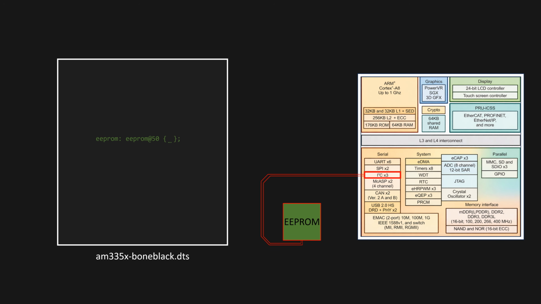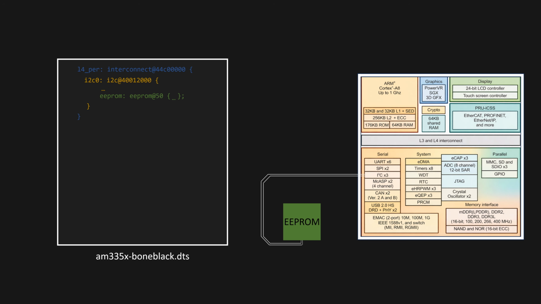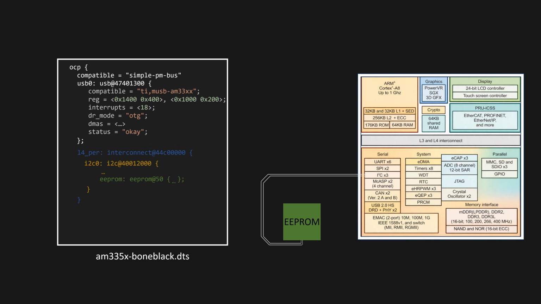So the EEPROM talks to the I2C controller. The CPU talks to that controller through the L4 bus, and L4 itself sits on top of the main interconnect called OCP. As a result, the EEPROM appears as a subnode of the I2C controller, which itself is a subnode of the L4 interconnect, and L4 is a subnode of the OCP interconnect. This hierarchy is exactly what you see reflected in the device tree.